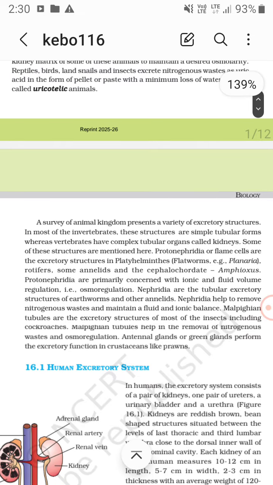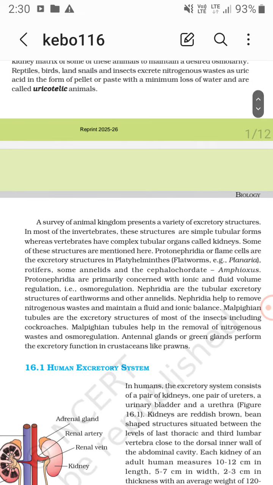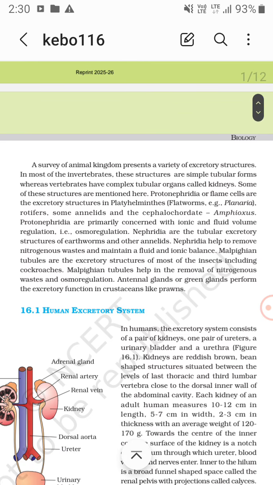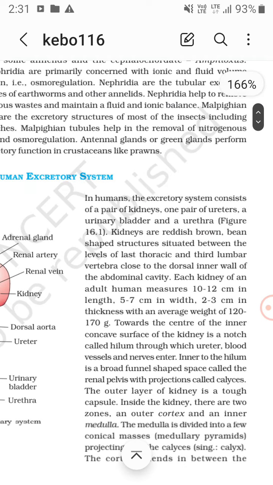Now, protonephridia or flame cells are excretory structures in platyhelminthes, that is planaria, rotifers, some annelids and the cephalochordate amphioxus. In earthworm and other annelids there are nephridia, and Malpighian tubules in most of the insects including cockroaches. Antennal glands or green glands are found in crustaceans like prawns.